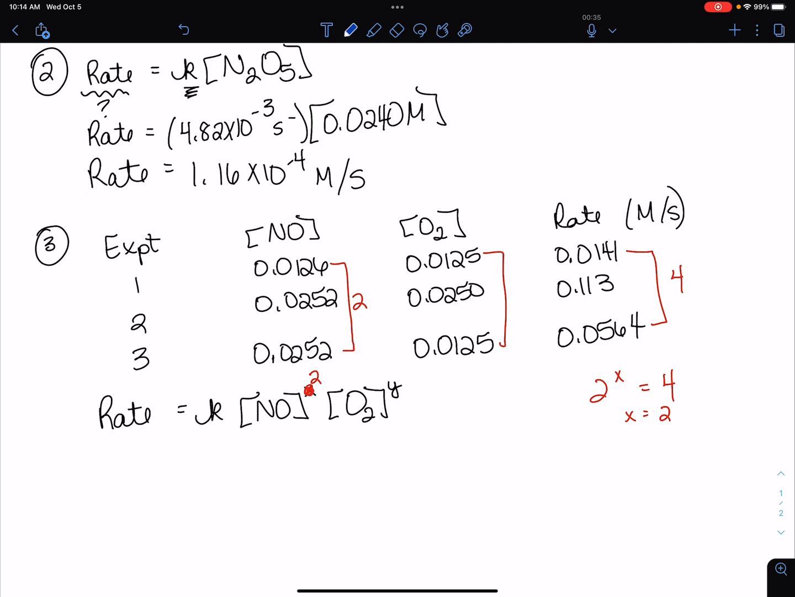So I've got to look at two experiments where the NO stays the same, see? But oxygen doubles from experiment 3 to experiment 2. So what's happening to the rate? I would divide 0.113 by 0.0564, and yes, we can see that it also doubles. So I would say 2 raised to what power gives me 2? Well, y is 1. Okay, and so that is the rate law.